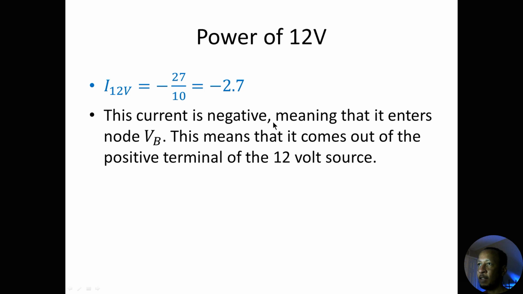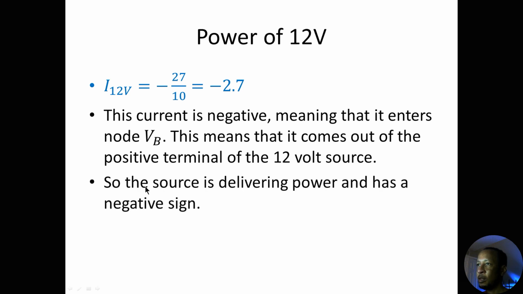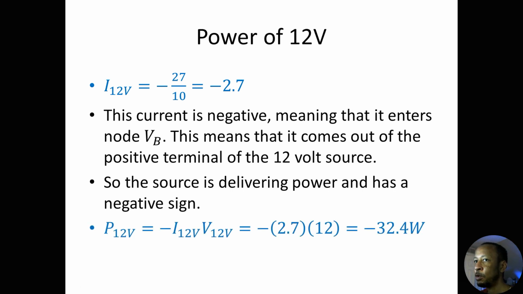This current is negative, meaning that it enters node VB. This means that it comes out of the positive terminal of the 12-volt source. So the source is delivering power and has a negative sign. P12V equals negative I12V times V12V, which equals negative 2.7 times 12, which equals negative 32.4 watts.